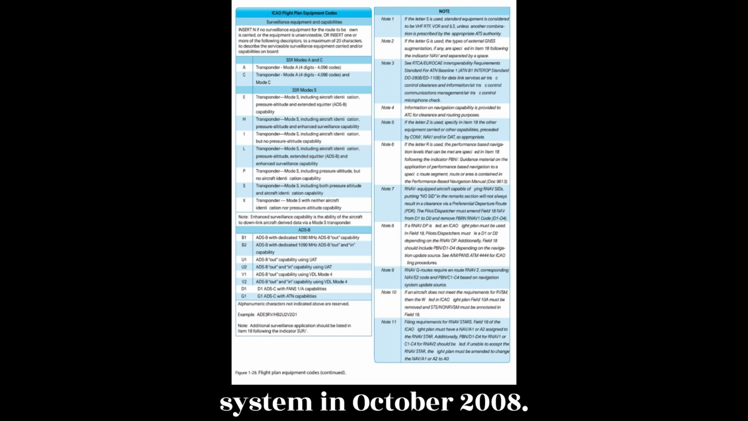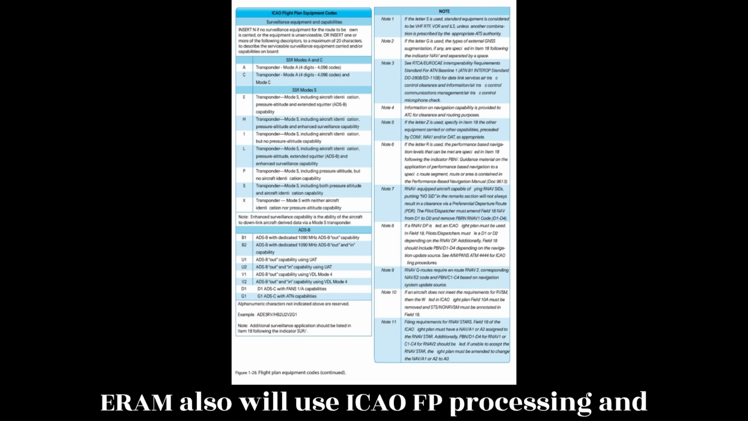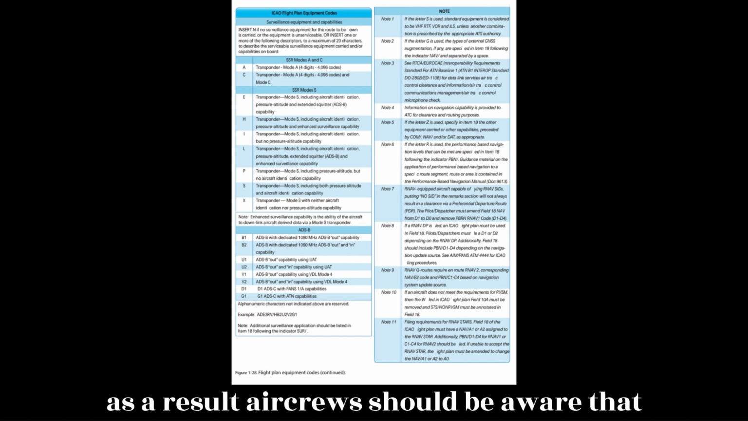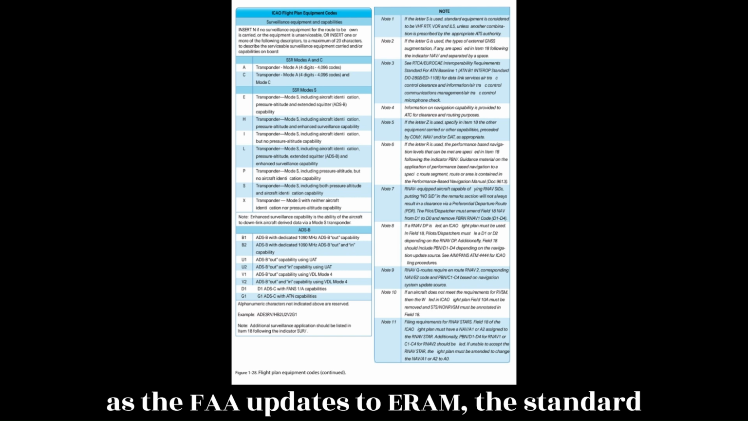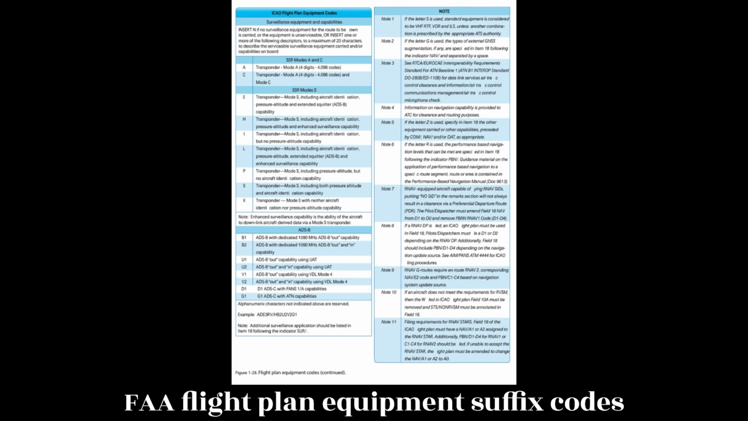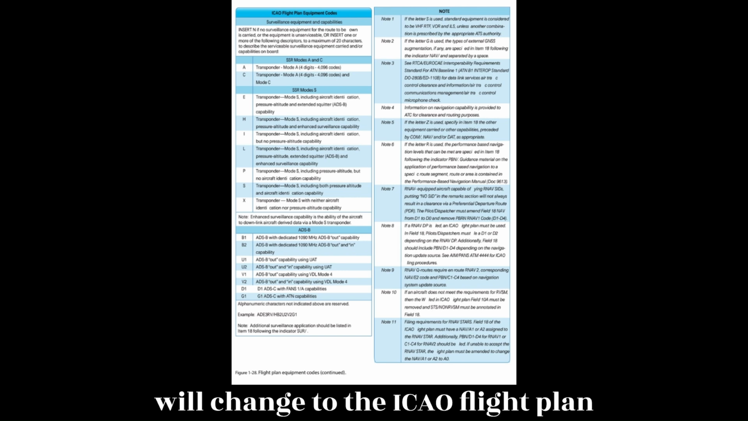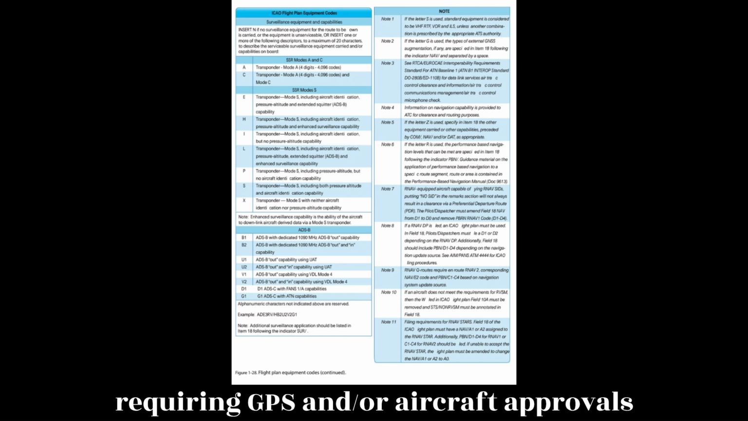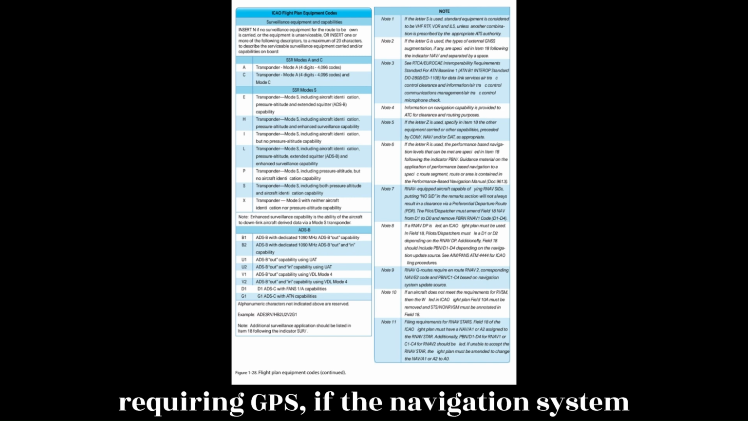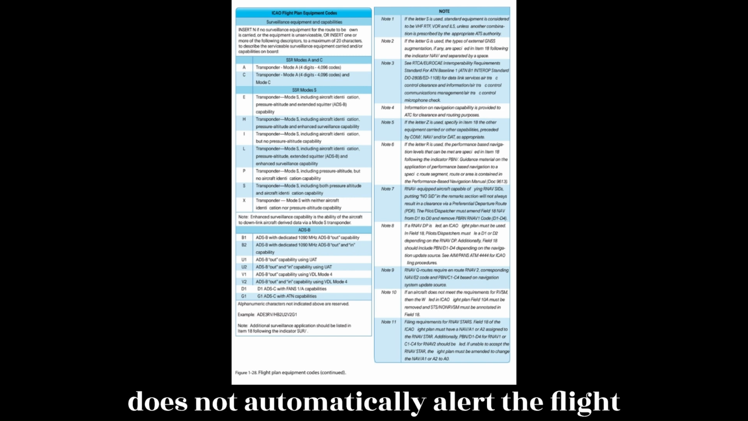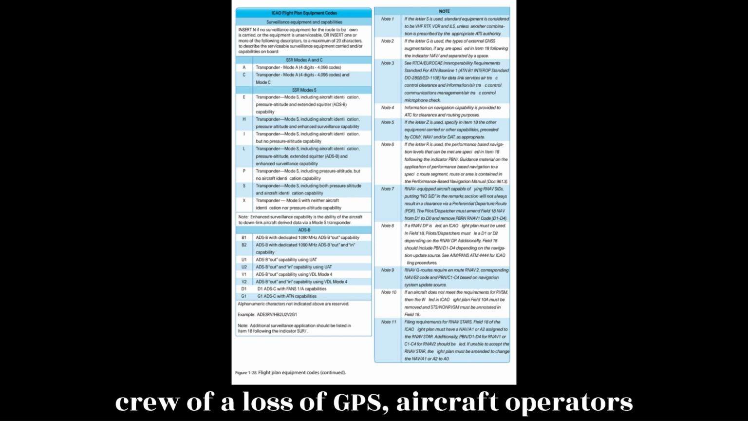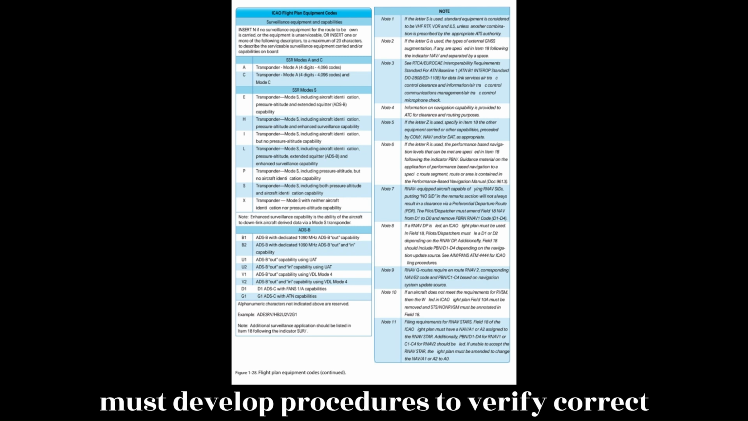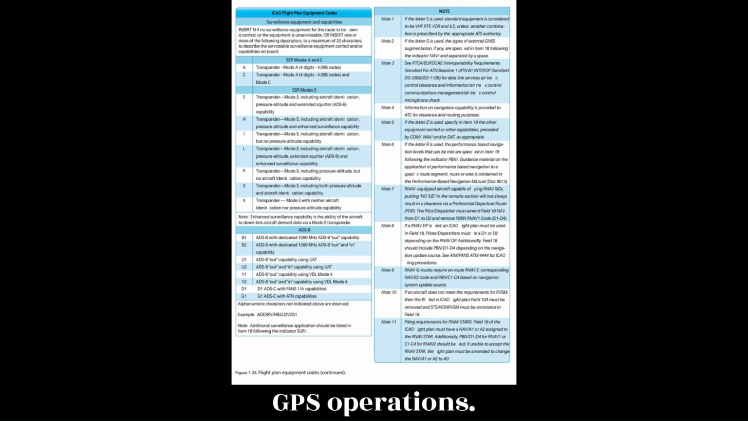This is part of a risk reduction strategy for introduction of the en route automation modernization (ERAM) system in October 2008. ERAM also will use ICAO FP processing, and as a result aircrews should be aware that as the FAA updates to ERAM, the standard FAA flight plan equipment suffix codes will change to the ICAO flight plan equipment suffix codes. For procedures requiring GPS and/or aircraft approvals requiring GPS, if the navigation system does not automatically alert the flight crew of a loss of GPS, aircraft operators must develop procedures to verify correct GPS operations.